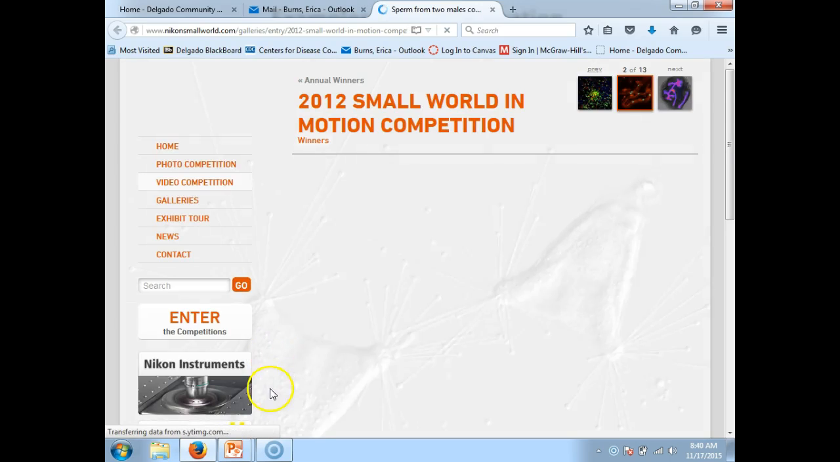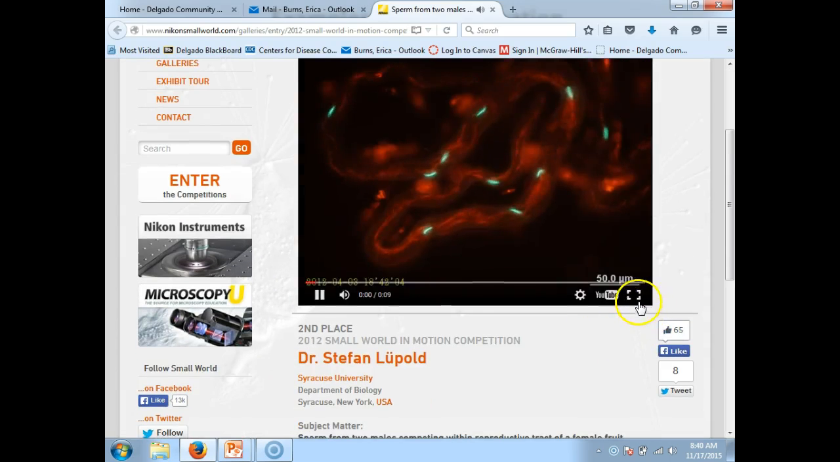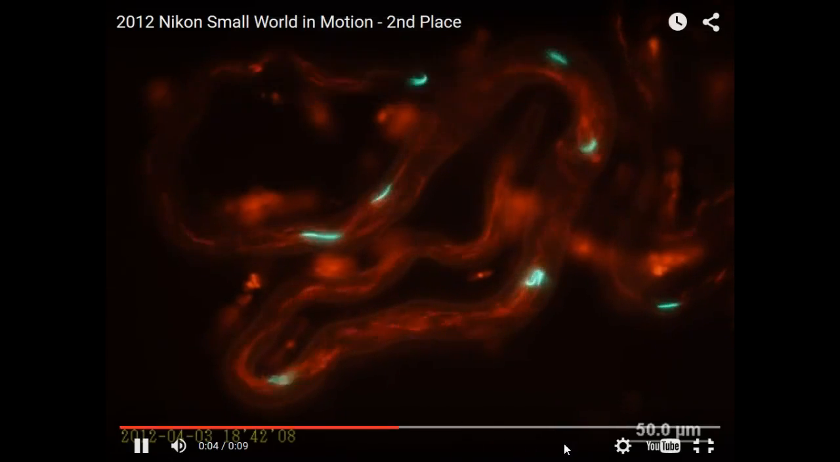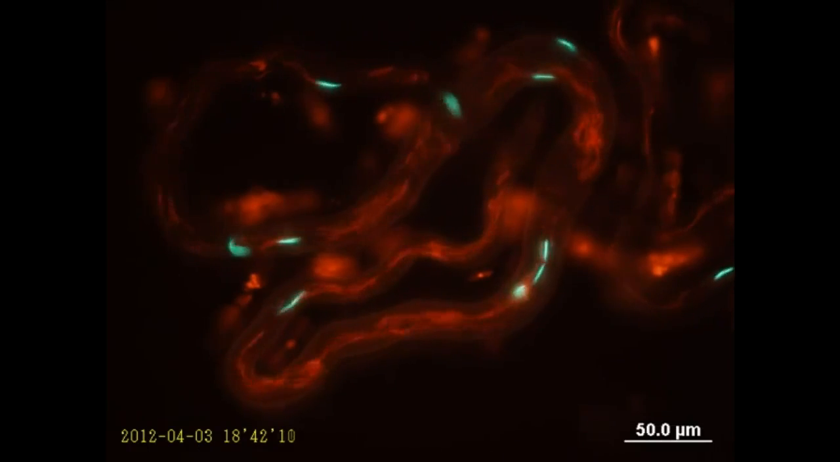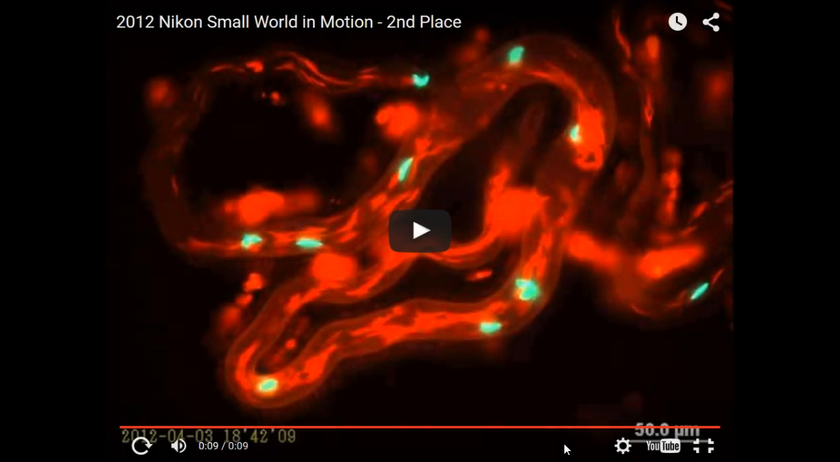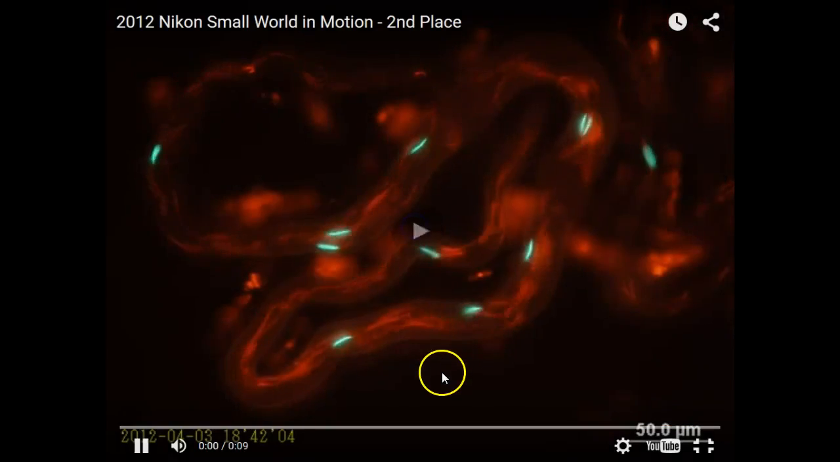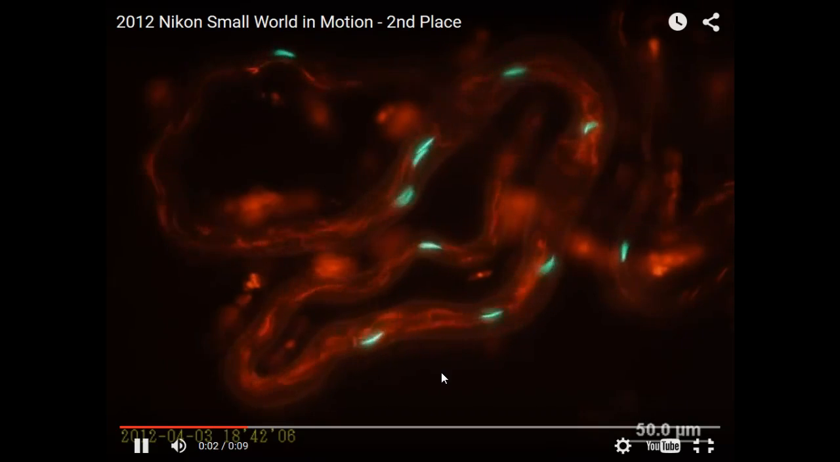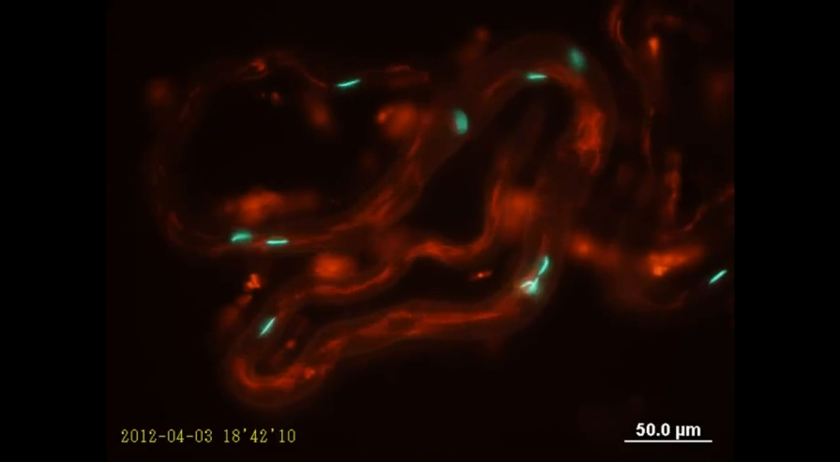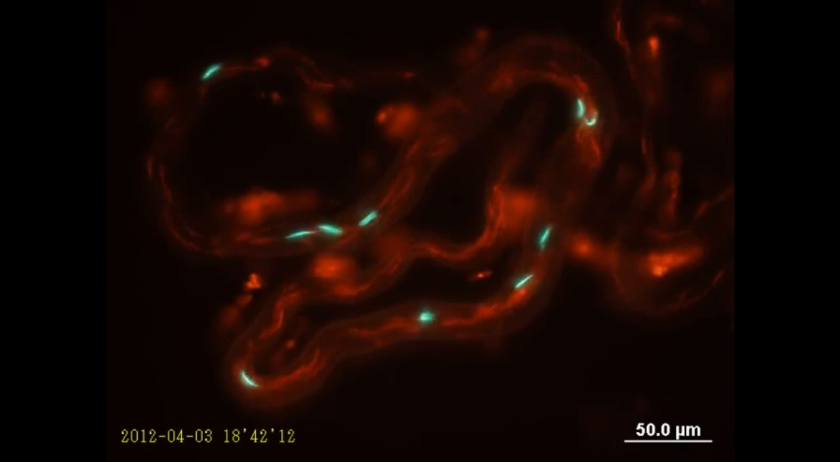The red ones are kind of hard to see, so you've got to focus. And the green are very bright. And you can see them swimming around in the reproductive tract. Like I said, it's short. I'll play it one more time. And the goal is to get to the egg, or eggs in this case.